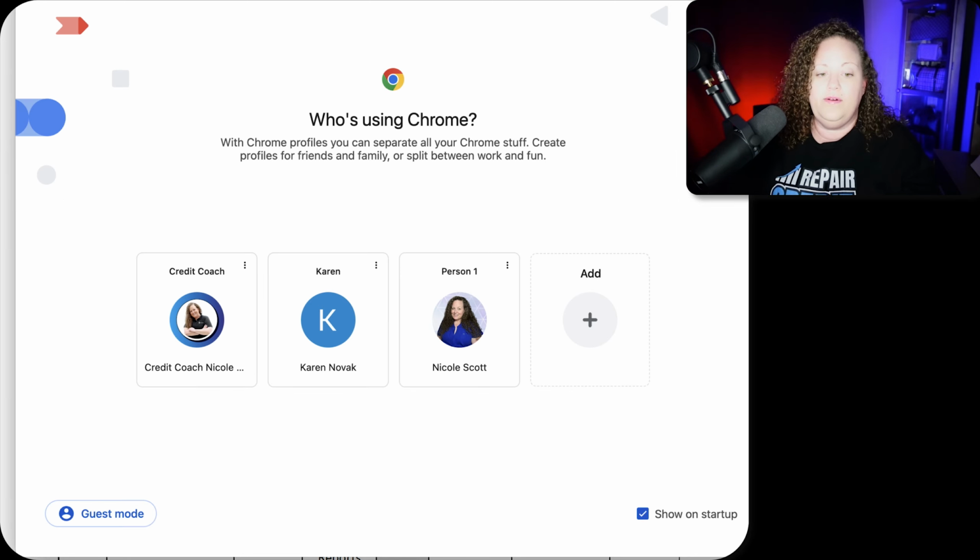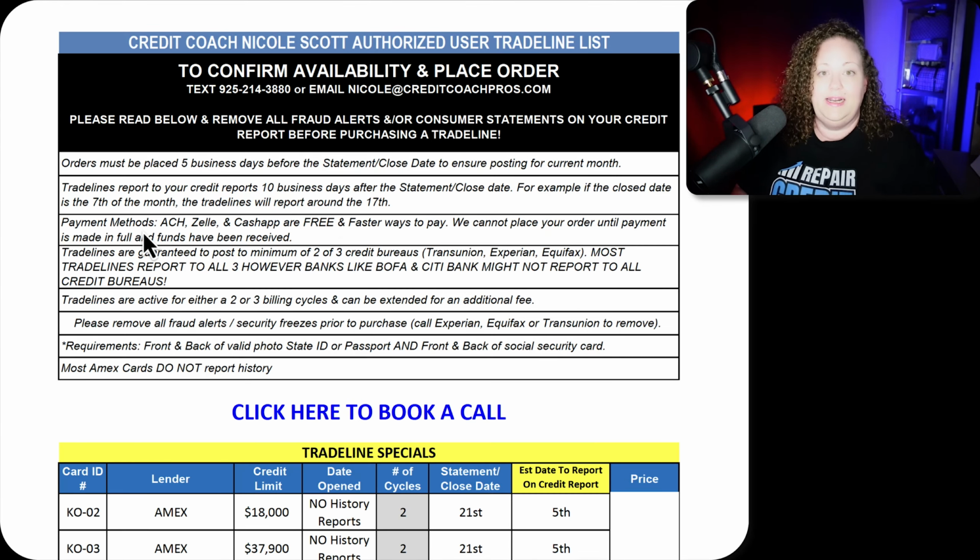Now, in order for you to get listed as an authorized user to someone's credit account, we will need the front and back of your driver's license or state ID or passport, and we will also need front and back of your social security card. I know it's scary sending this information to people, but we have a secure site where you can upload this, and we only provide it to the cardholder if the account has an audit.